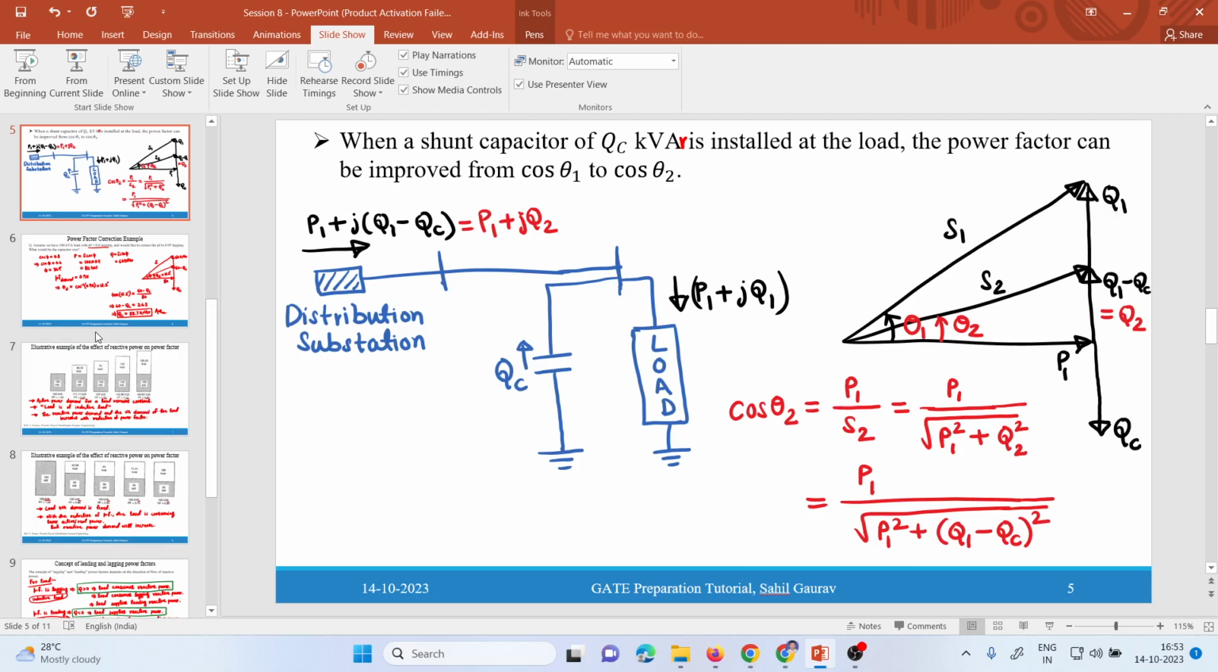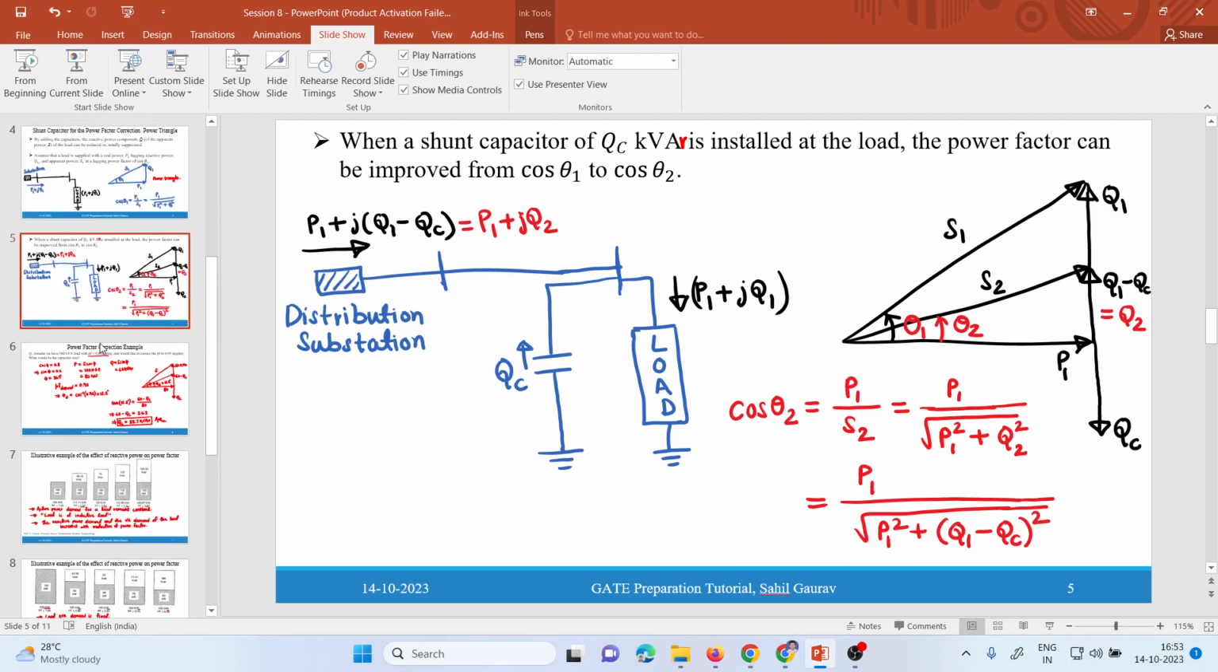Many may ask about the synchronous condenser, but generally they prefer capacitor banks. So what will this capacitor bank do? It will reduce the amount of reactive power coming from this line. That means it improves the power factor. The power factor of the load remains as it is, but it improves the power factor seen from the distribution substation.